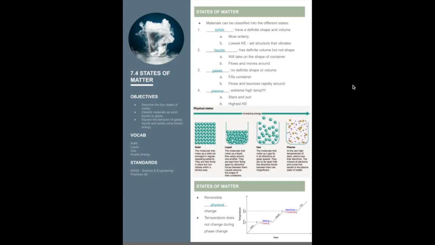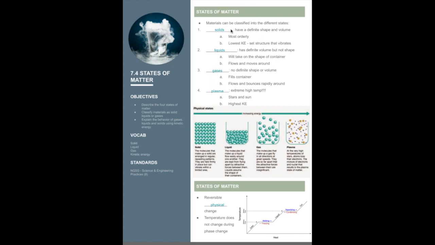Section is 7.4, states of matter. So this should be review from previous science classes that you've taken, probably in middle school or junior high. States of matter can be classified into four different categories. So we have solids, liquids, gases, and plasma.